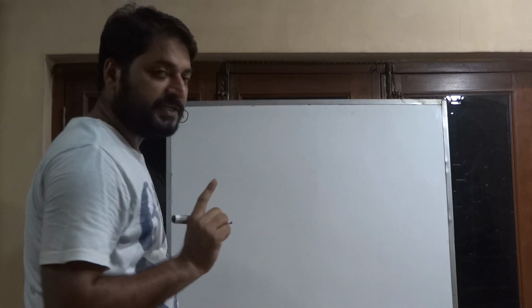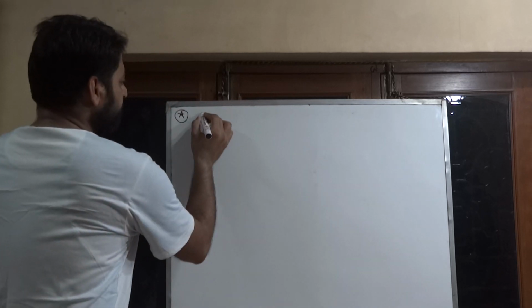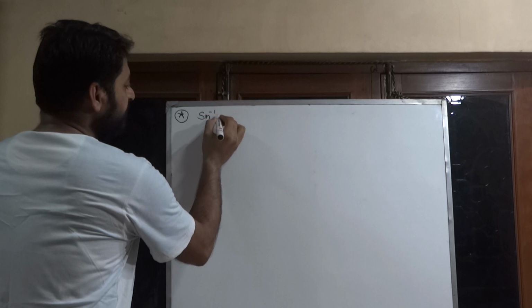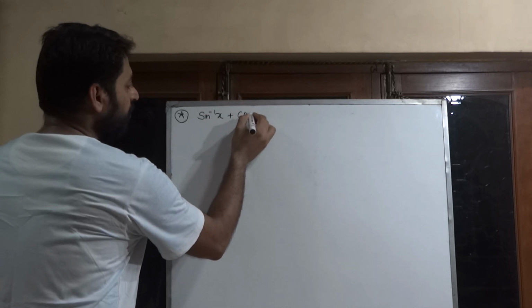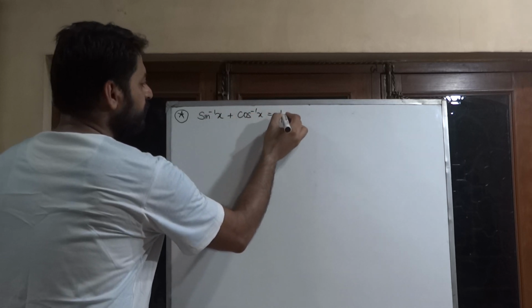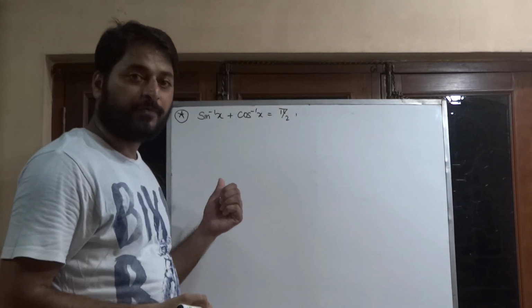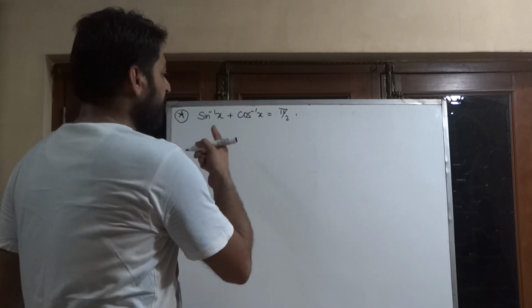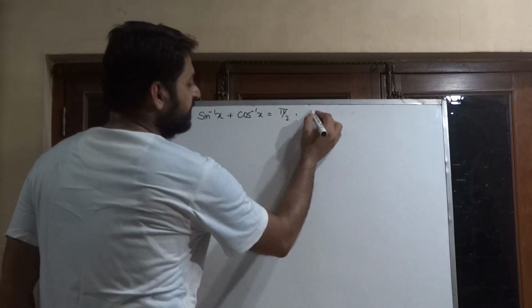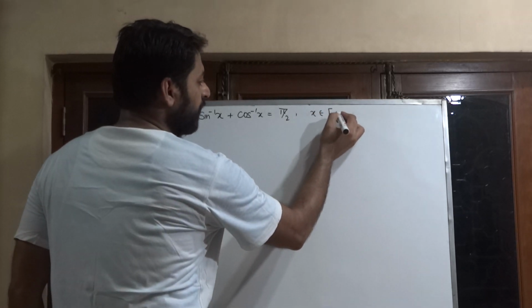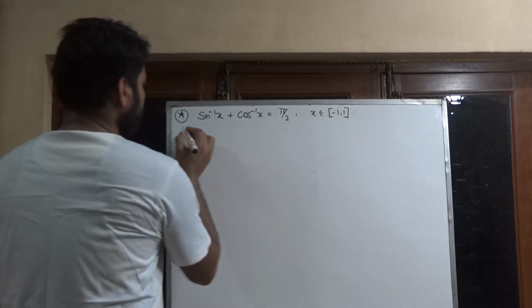So first, the three identities which we must keep in mind. The first one is sine inverse x plus cos inverse x equals pi by 2. Remember, all these hold true only for the principal value of sine inverse x and cos inverse x. This means here x belongs to -1 to +1.